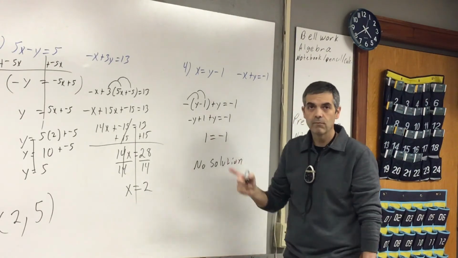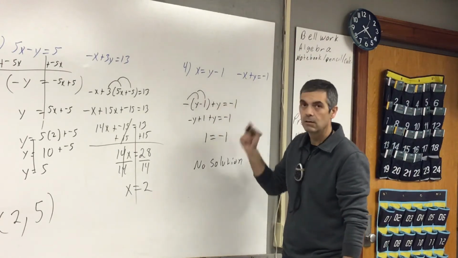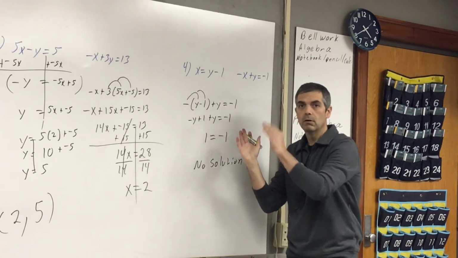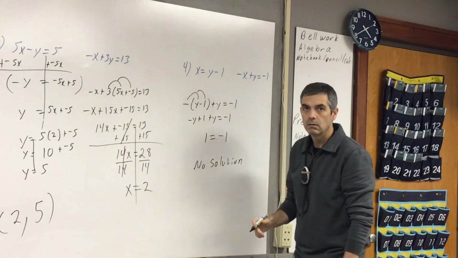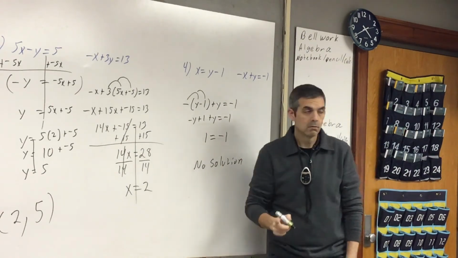Now, what does that mean for us? Well, that means that these two lines are parallel to each other and they're never going to cross. That's what that means.